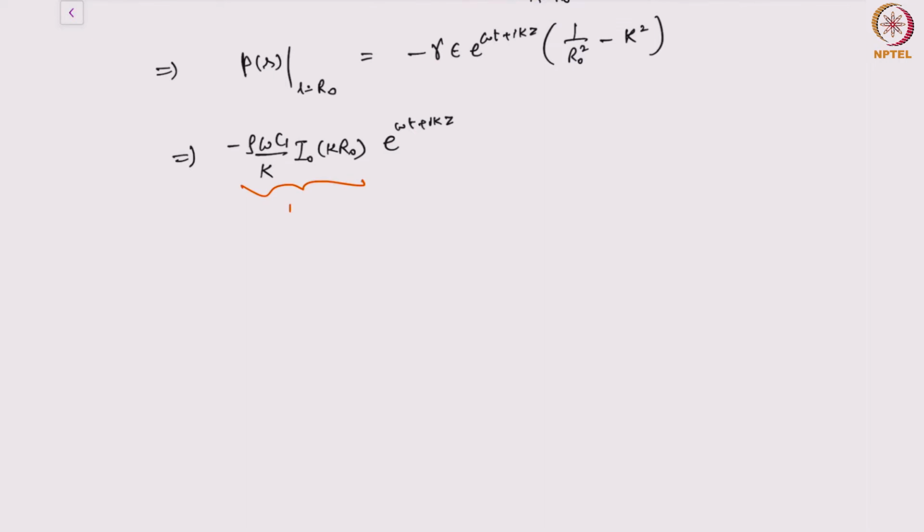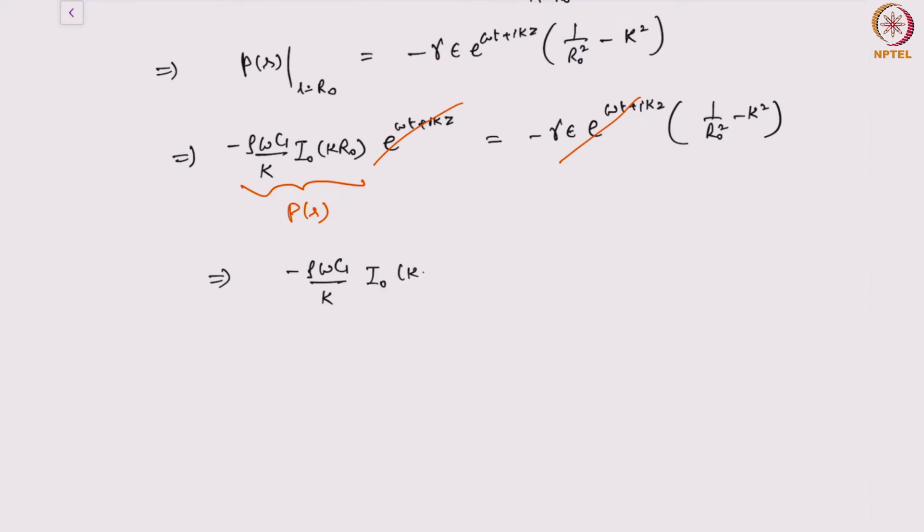This part is capital P of R. That is the definition of small p, the perturbation pressure. The pressure inside is capital P times e power omega t plus I k z. That's the normal mode form. This would be equal to minus gamma epsilon e power omega t plus I k z times this quantity. I can cancel the epsilon terms out and I have a nice elegant relation, which is rho omega C1 by K of I naught of K R naught is equal to minus epsilon times 1 by r0 square minus k square.